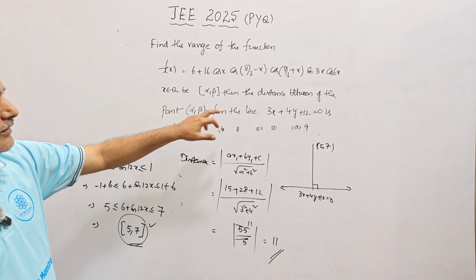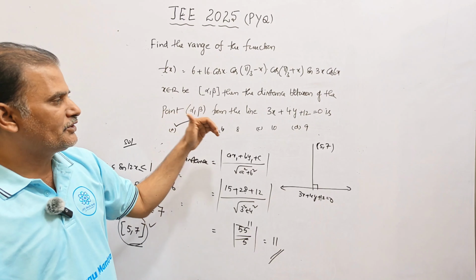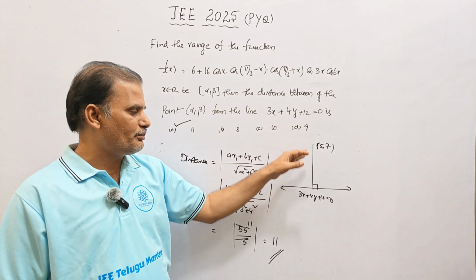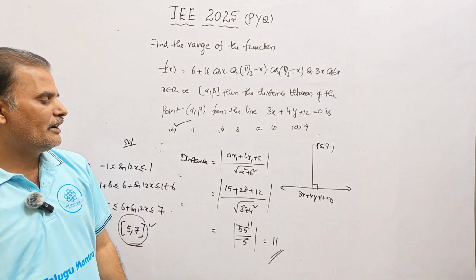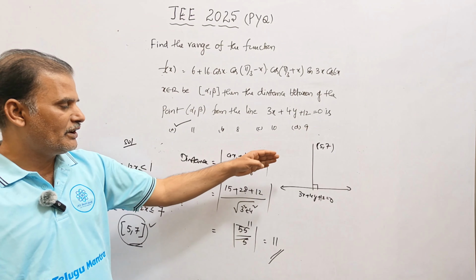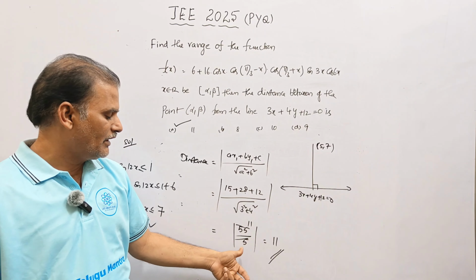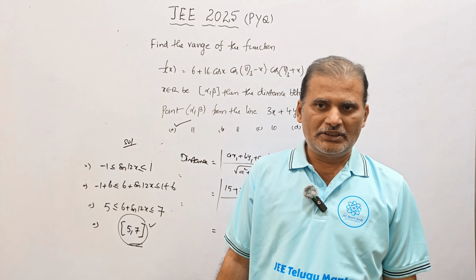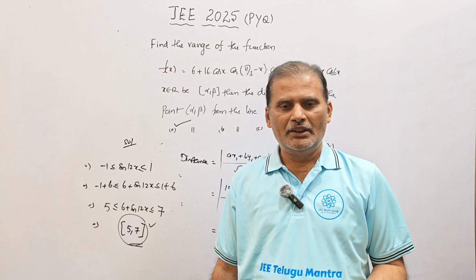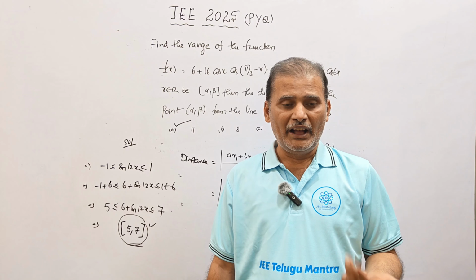Then the distance from the point to the line. Here the distance from the point should be perpendicular. Then the perpendicular distance is equal to ax1 plus by1 plus c by root of a square plus b square. Just applying the point on the line, we get the distance between the point and the line as 11. If any concept is given, we can easily identify it. Sometimes the direct question is not given. We can take it from another topic.